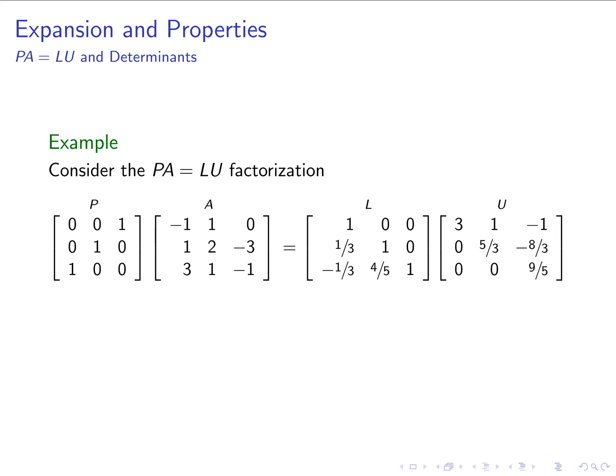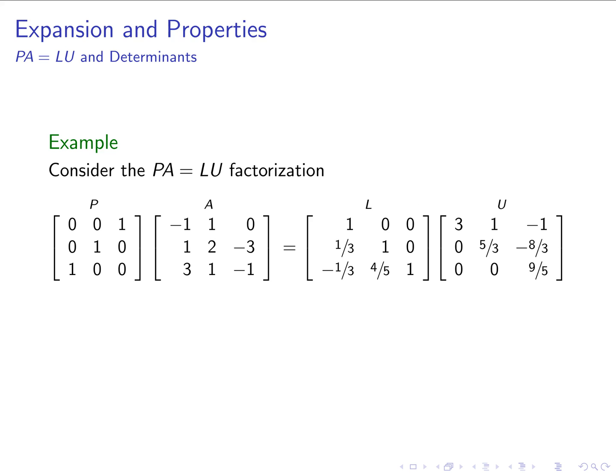Since the PA equals LU algorithm works exactly in this way, we should end up with a quick way to find the determinant of our original matrix once we have the PA equals LU factorization. Let's see this in an example. So here what we have is a PA equals LU factorization that we calculated previously. So here the matrix P multiplies by A to equal L times U.